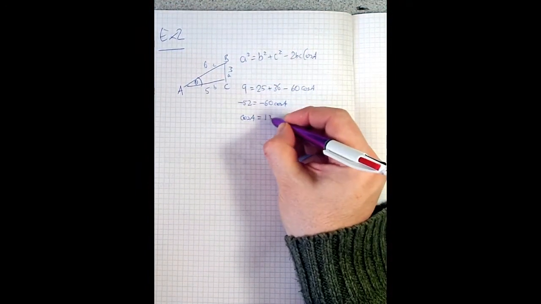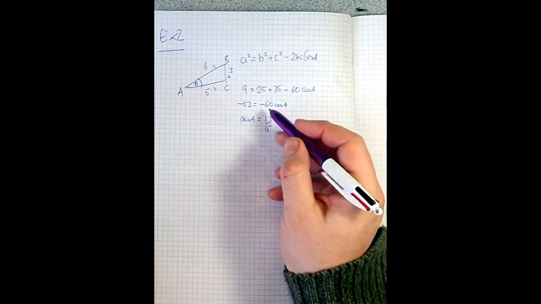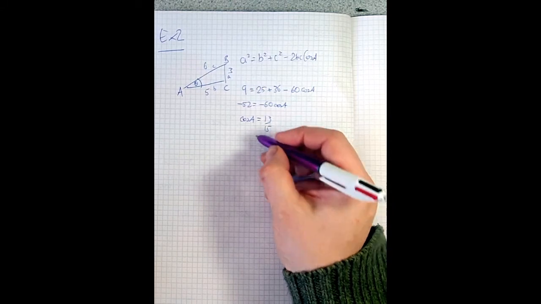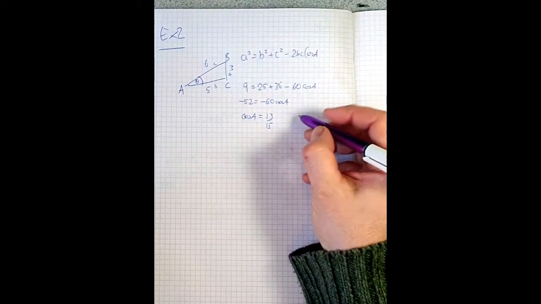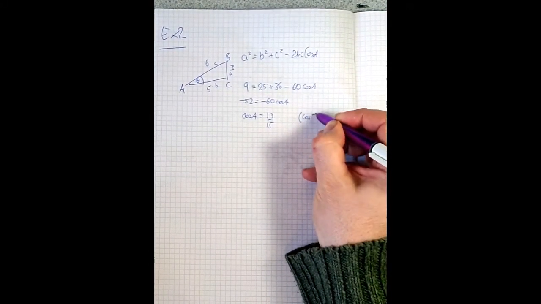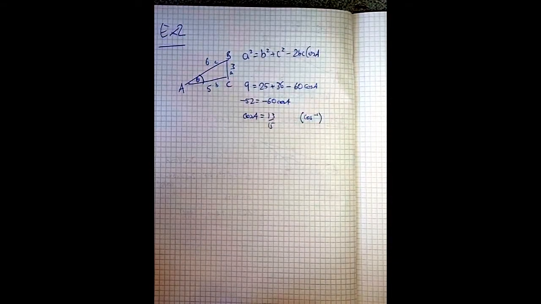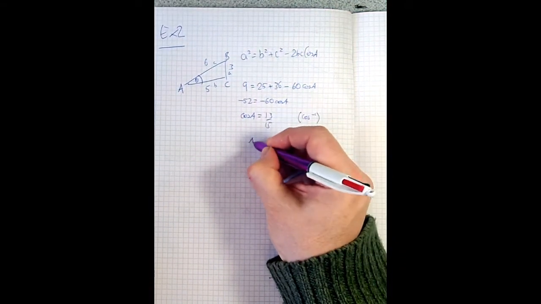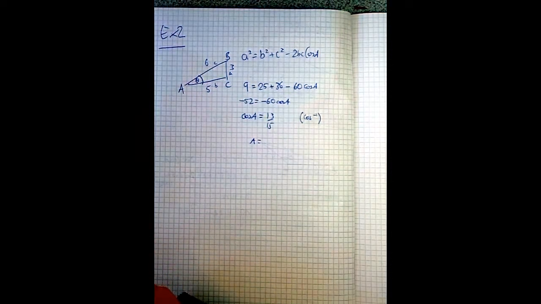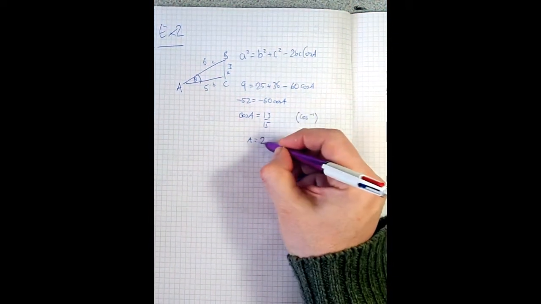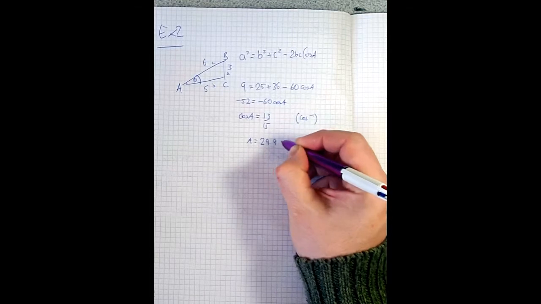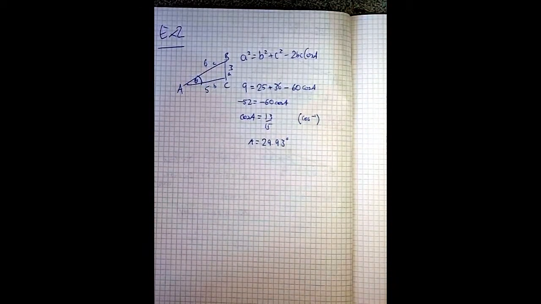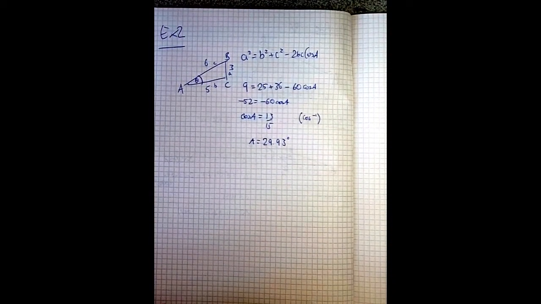Cos A is 13/15, and then remember to find A, I do inverse cos, which looks like that on my calculator. So if cos A is 13/15, then A must be 29.93 degrees.